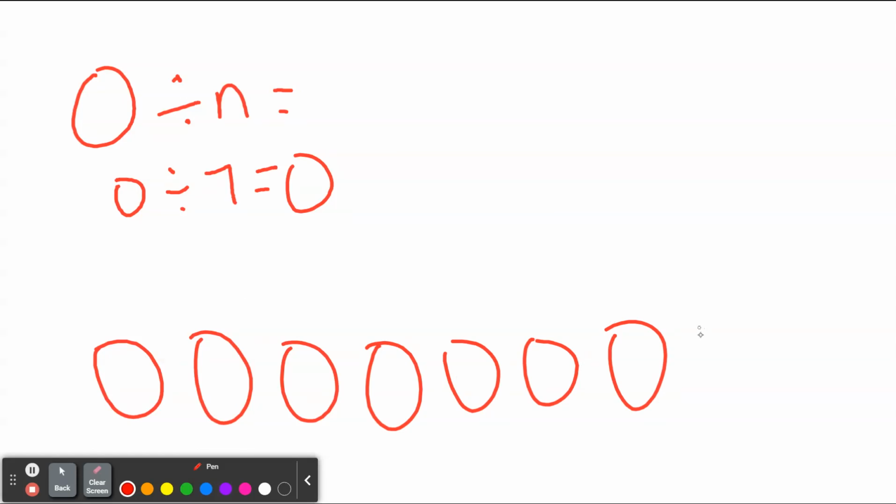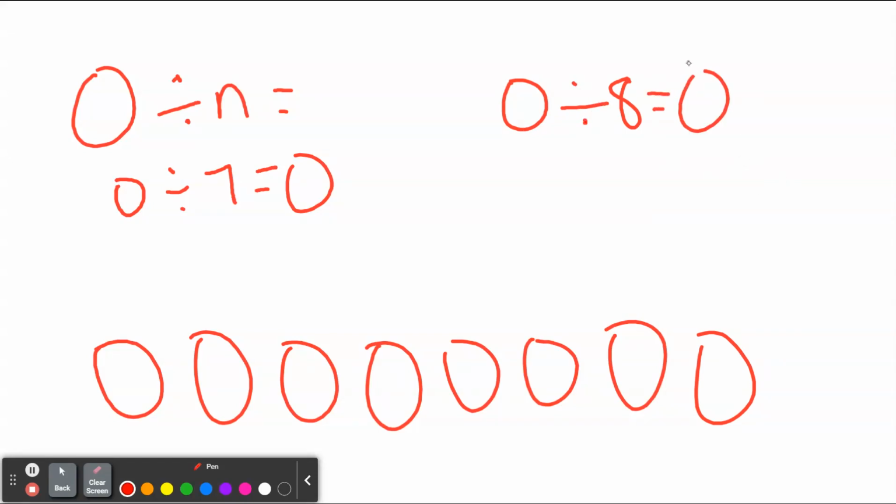What about if I do 8? If I have 0 groups divided by 8, that's still going to give me 0, right? Because I don't have any groups to divide.